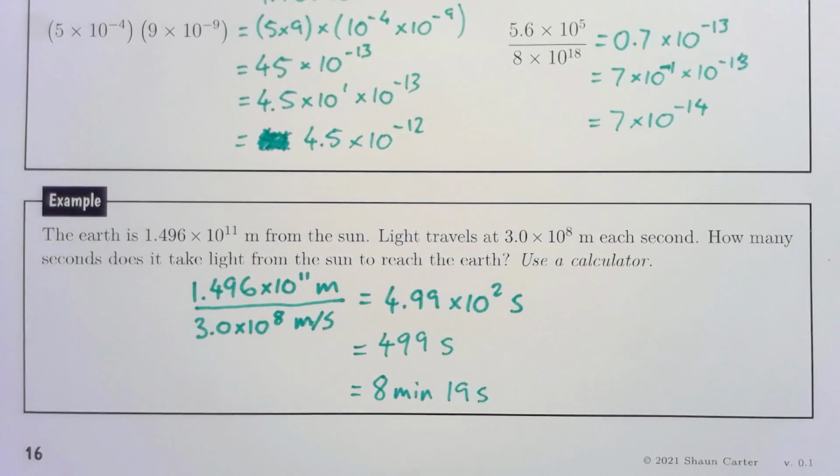This is a rather mind-blowing fact. It takes over 8 minutes for light to go from the Sun to the Earth. So that means when we look up in the sky and see the Sun, we're not actually seeing the Sun. We're seeing what the Sun looked like 8 minutes ago. That's the type of fact that we were only able to figure out because we were able to operate with such large numbers using scientific notation.